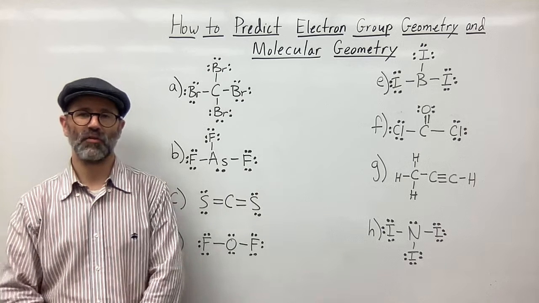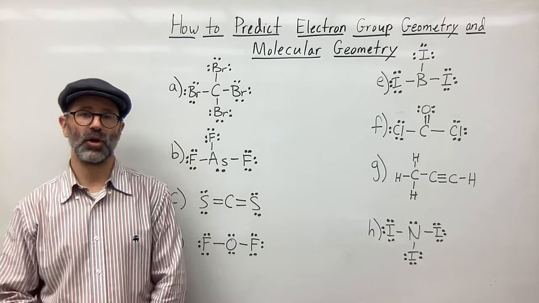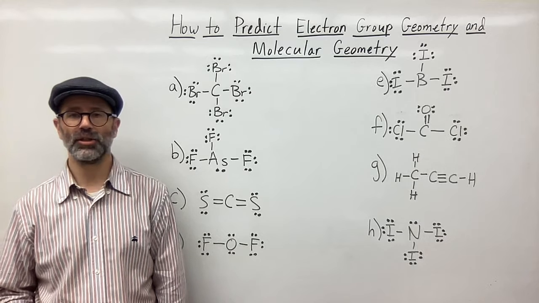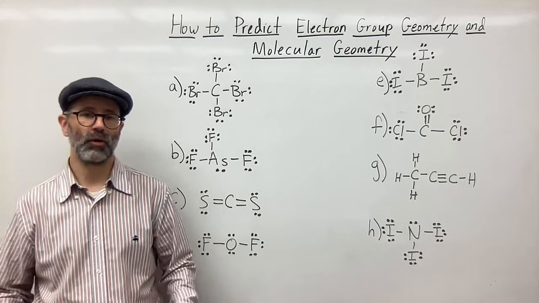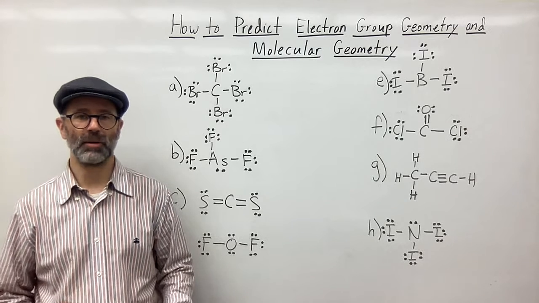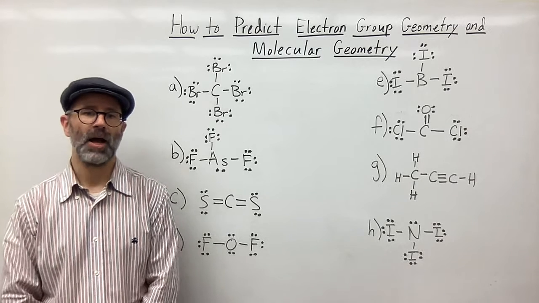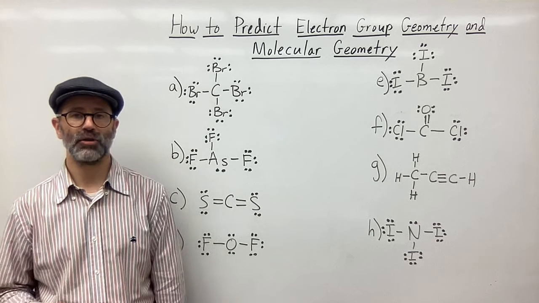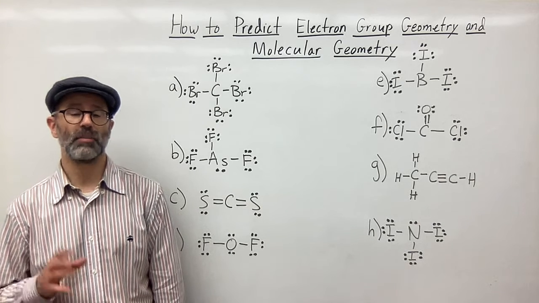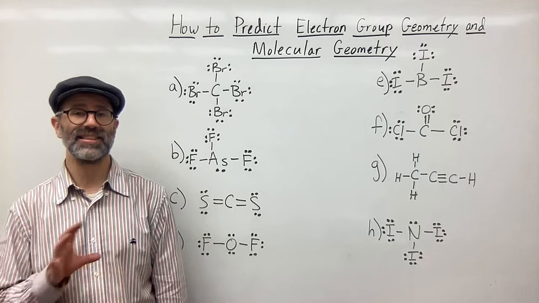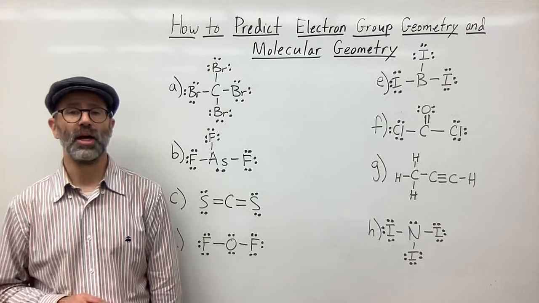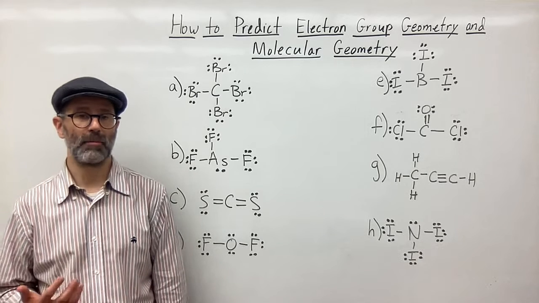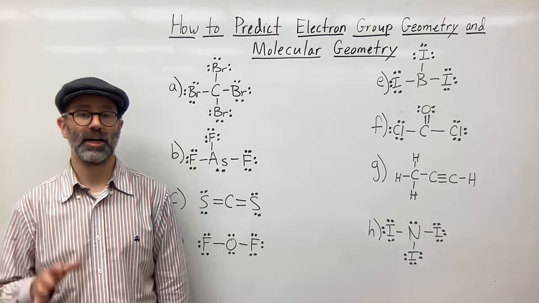My name is Mr. Kovalt, and in this video I'm going to be going over how to predict electron group geometry and molecular geometry for several molecules. So I'm going to go over some practice problems with you. But before we get into that, in order to predict the electron group geometry and the molecular geometry of any central atom in your molecule, you're going to need a VSEPR table, or at least maybe you have it memorized. But you're going to need a table to use.